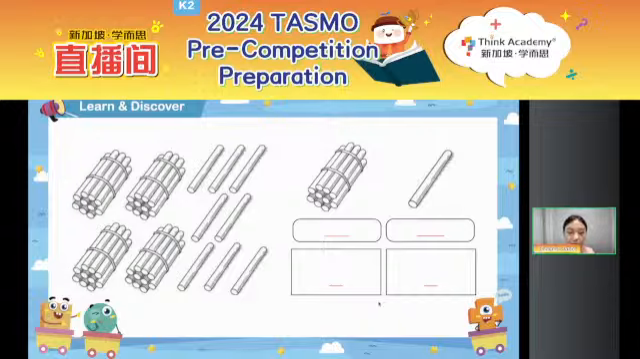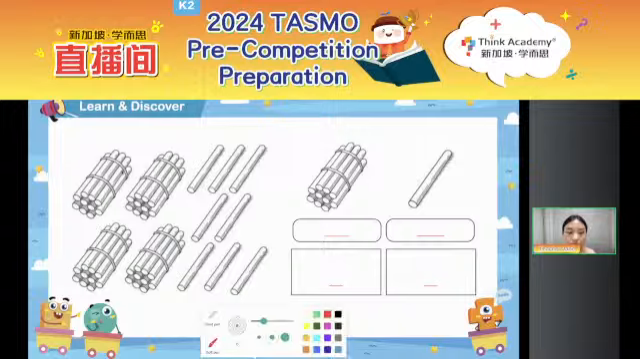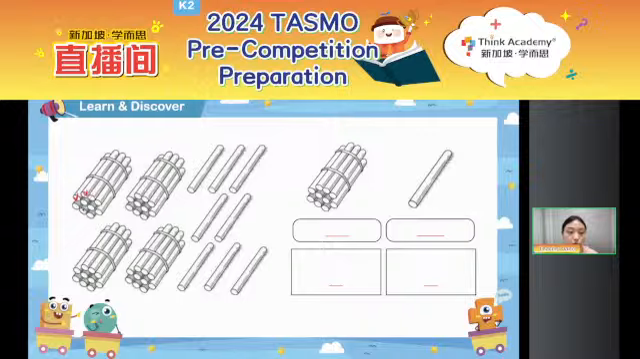We can see there are several bundles of the sticks, right? And there are several single sticks here. So we can see there are some bundles. As for each bundle, there are 1, 2, 3, 4, 5, 6, 7, 8, 9, 10. 10 sticks in each bundle. So as for each bundle, we can just label them as 10. So we can see them in groups of 10s.